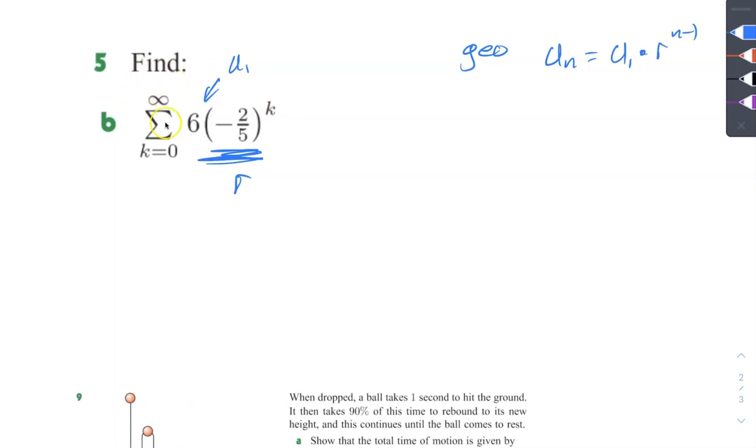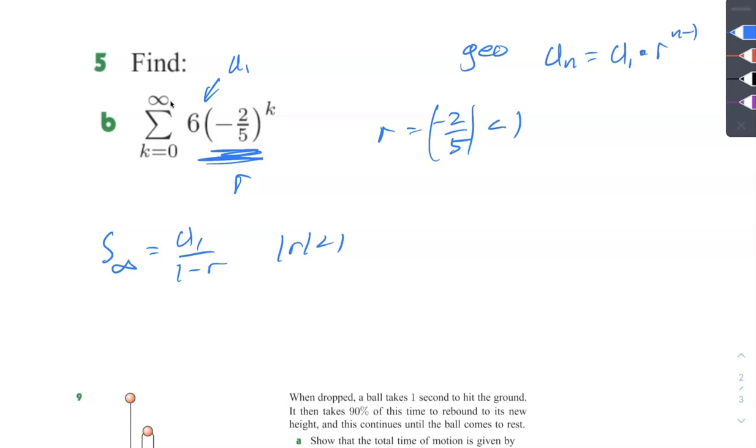If I want to find the infinite sum here, it is u1 over 1 minus r, but I have to make sure that the absolute value of r is less than 1. My r in this case is negative 2/5. Again, don't care about the sign at all. The actual value is less than 1. So I could find the infinite sum.